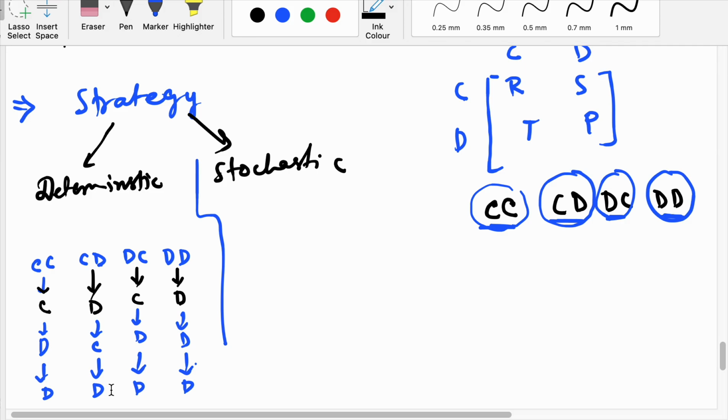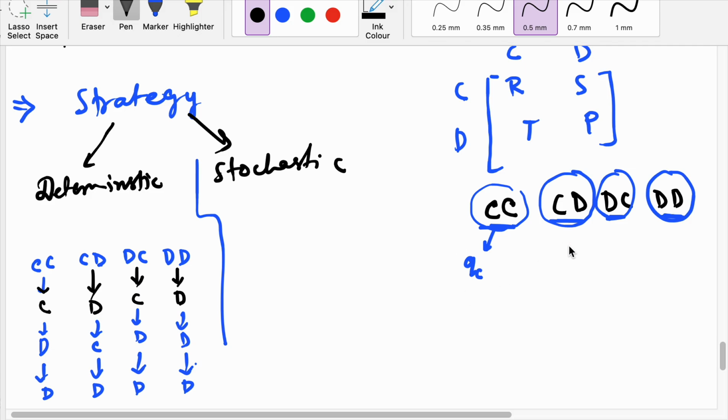Now let's see the stochastic strategy. A stochastic strategy means that if I see cooperation, I will decide cooperation with probability qc and defect with probability qd, or maybe 1 minus qc, which is the same. So qc probability.